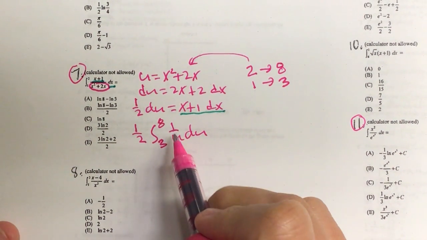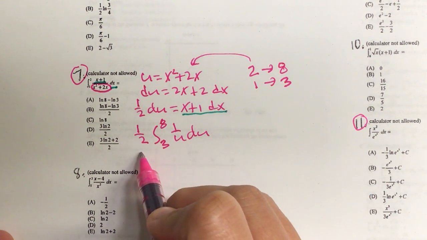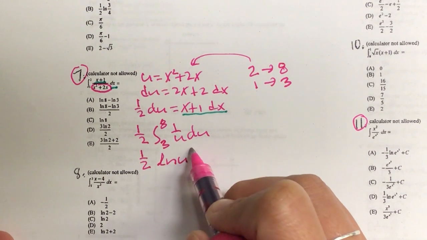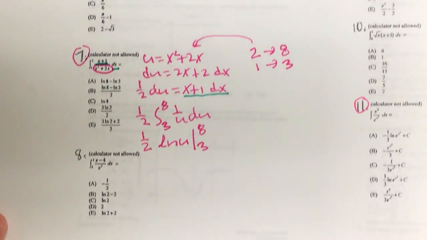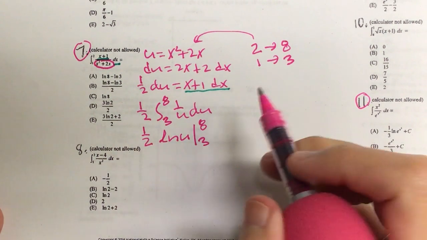So we know the integral of 1 over u is what? Natural log of u, and our bounds are 3 to 8. Do I need plus c on this one? No. Why is that? No plus c because we have our bounds. It'll be added c, subtracted c. It's going to cancel each other out.